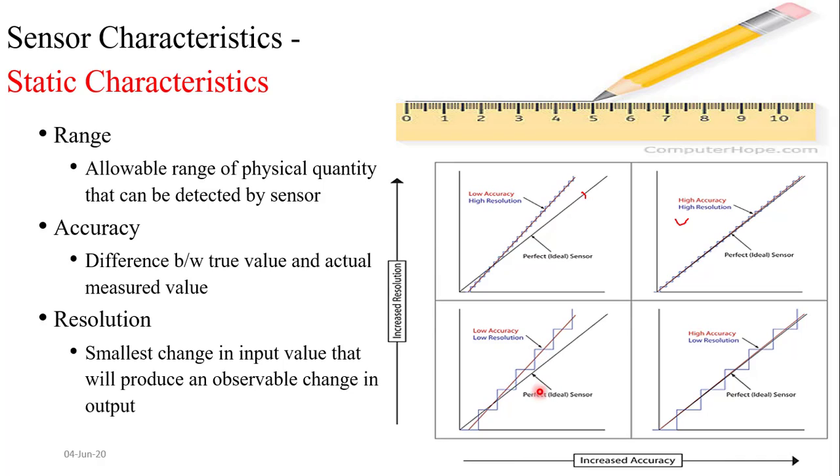But in this range, the sensor is sensing a huge value before there's a small change, so that's less resolute. But in this case, with the smallest change, see the changes. The changes are smaller and it can easily find the observable change in the output. So that is a high resolution. We always prefer a highly accurate and highly resolute sensor.